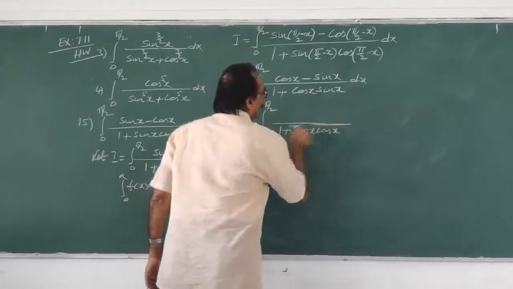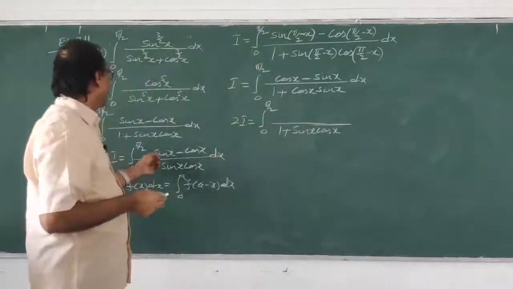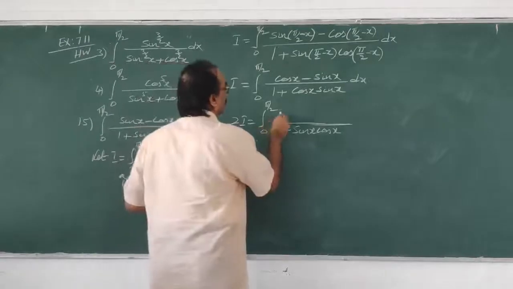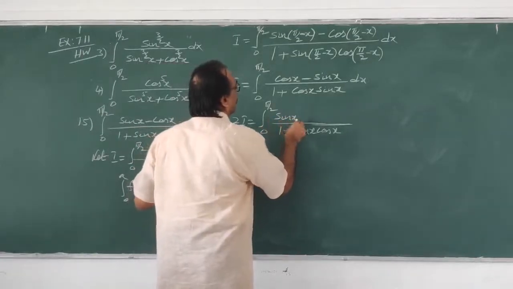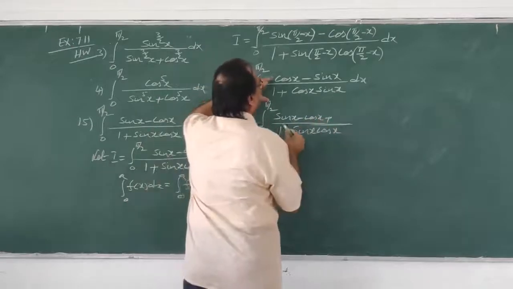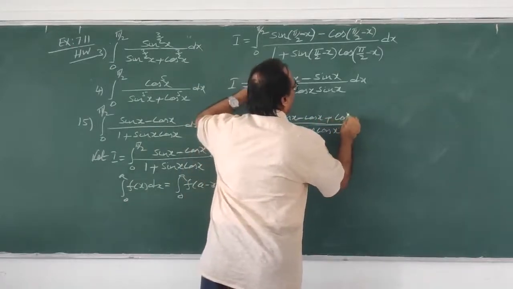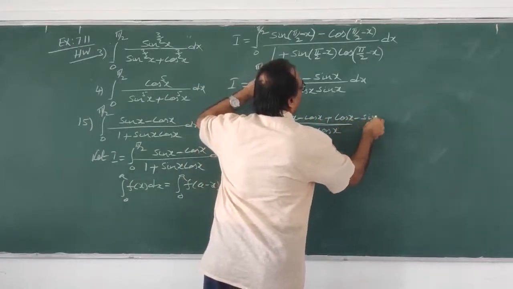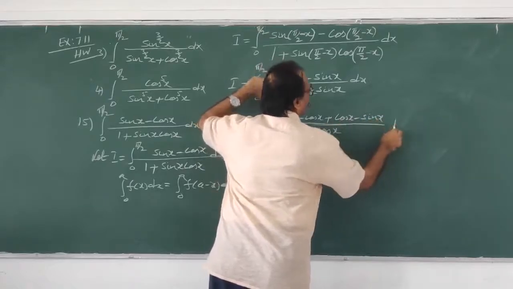No problem. If you add the numerators, what is the numerator here? Sin x minus cos x. Right, here sin x minus cos x plus, what is the numerator here? Cos x minus sin x. You write cos x minus sin x, whole divided by dx. Don't forget.